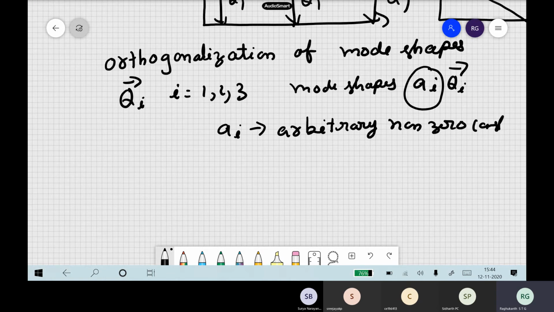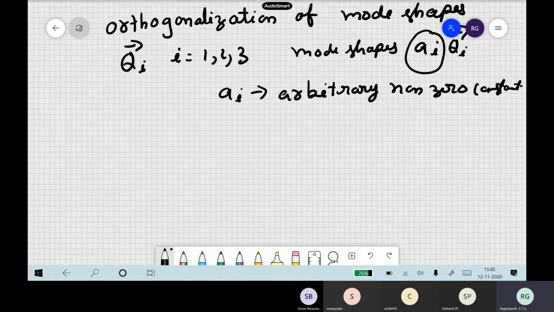Non-zero constant. Now how do you find out the value of the eigenvectors? Because eigenvectors are non-unique, right? Their amplitudes can be anything. So in dynamics, what do you do? Now how do you find out these eigenvectors, the amplitude of the eigenvectors? Now how to select these AIs?